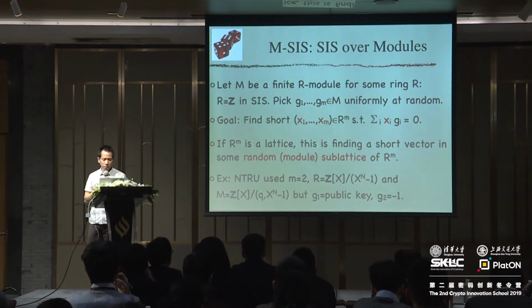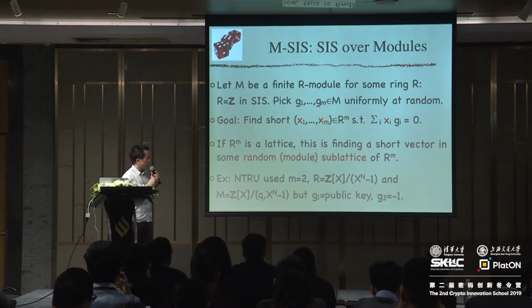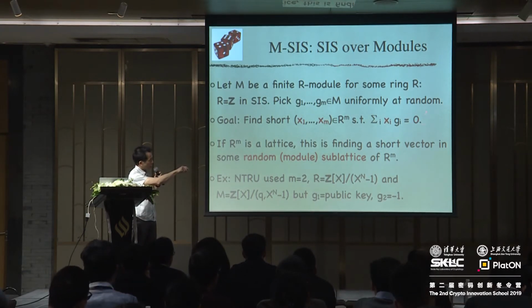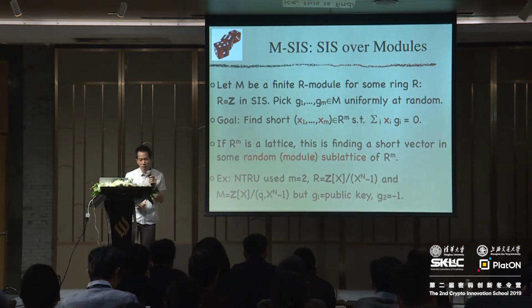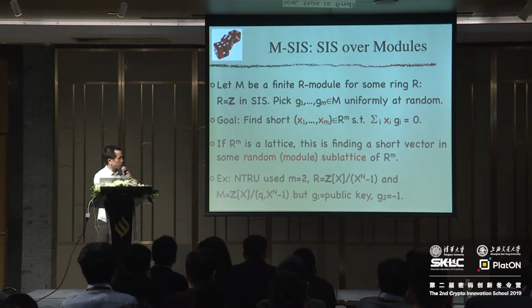And now the generalized problem would be, instead of finding short integers, we're going to find short ring elements x_i such that the sum of the x_i g_i is equal to 0 in the module. So x_i is a ring element, g_i is a module element, but because it's an R module, this sum is actually a module element. So we're asking this module element to be 0.